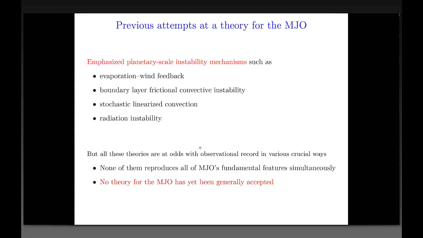So in the end, all of these previous theories are at odds with the observations in various crucial ways, different ways every time. And I guess the key point is that none of them can reproduce all of the MJO's fundamental features simultaneously. They might capture the circulation structure, but they might not get the propagation speed correctly or something like that. So as of yet, there's no theory for the MJO that has really been generally accepted. And the MJO was originally discovered back in 1971, so it's been around for quite a while. Lots of different theories have been proposed.